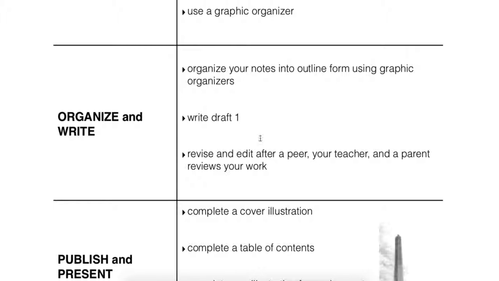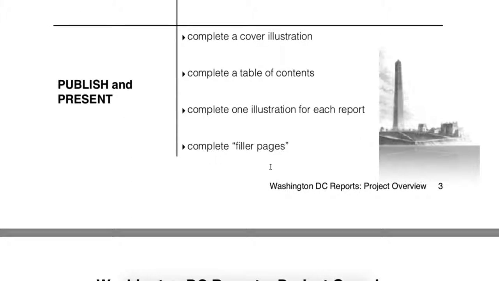So really the process of writing is finding the most critical information or the most important information. And then writing draft one and of course revising and editing so you have a published product, which brings us to here. The published product is you got to complete a cover illustration, a table of contents, complete an illustration for each report, and then I'll discuss in class this thing called filler pages.